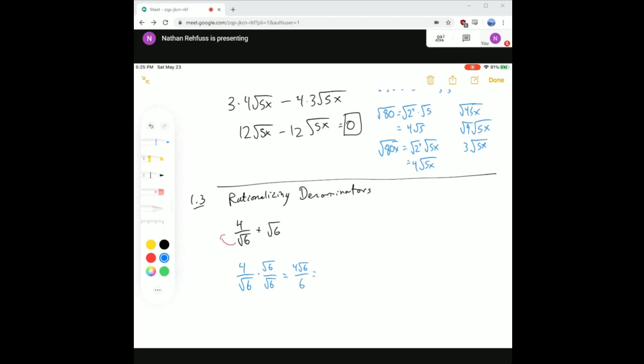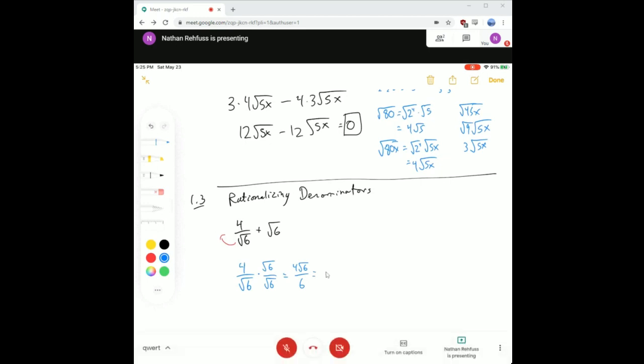Now be careful. I can't cancel a 2 out from under the square root and outside, so I can't call this 4 root 3 over 3. That's a different number. The 2 under the square root is only worth half as much. It's a square root of 2. But the 2 outside the square root is worth the full value. I can take a 2 out of the 4 and a 2 out of this 6, and they're worth the same since neither one's under a square root. Just be careful about that.